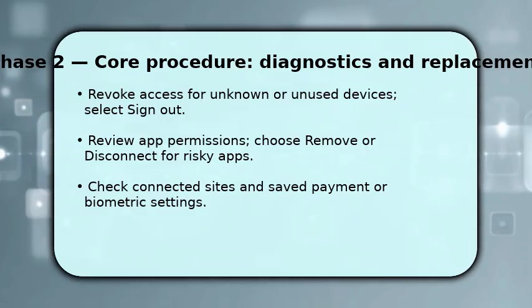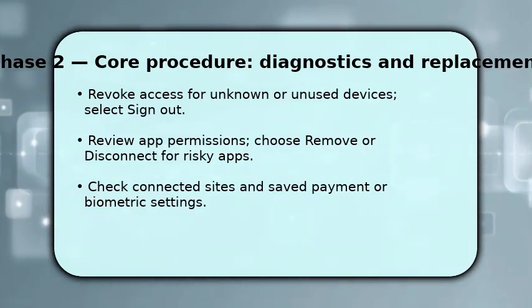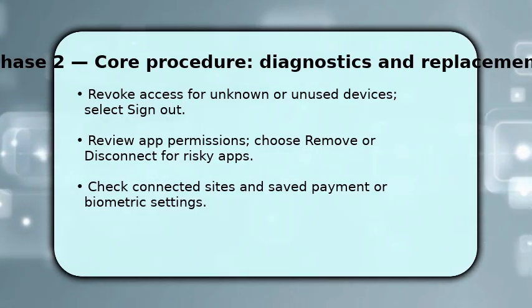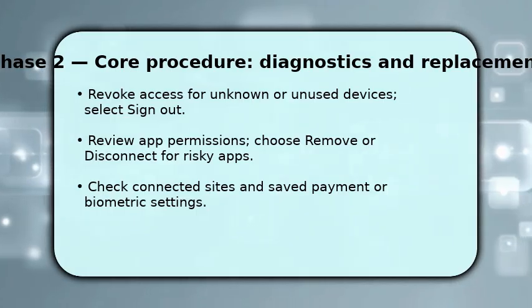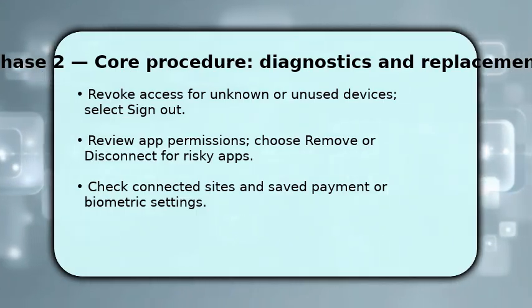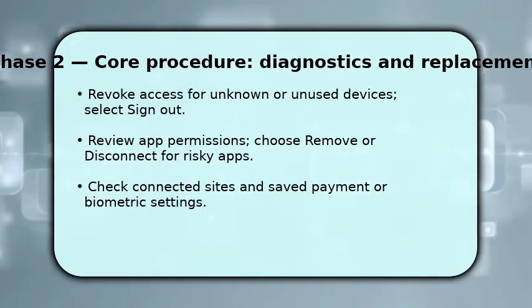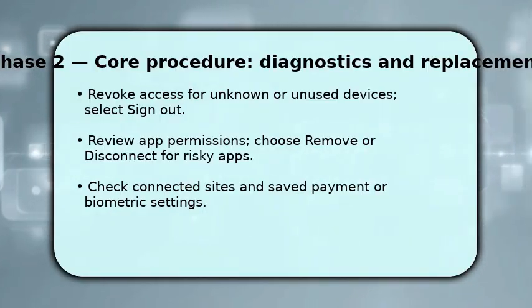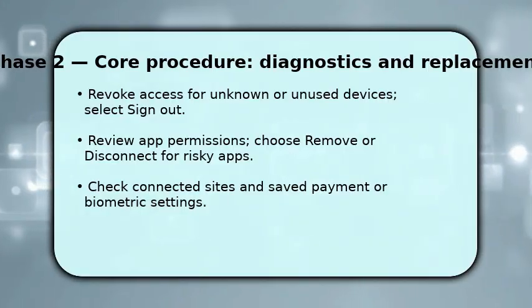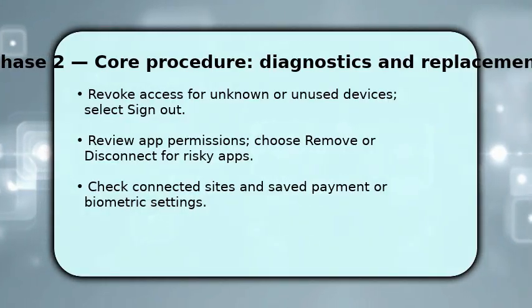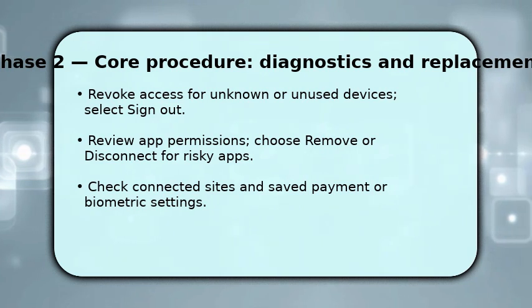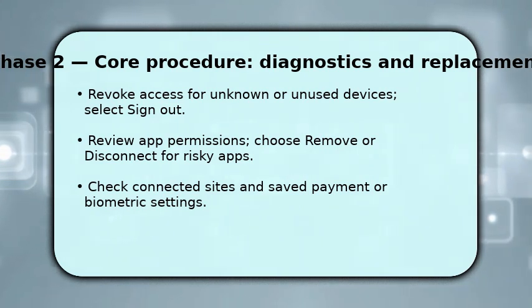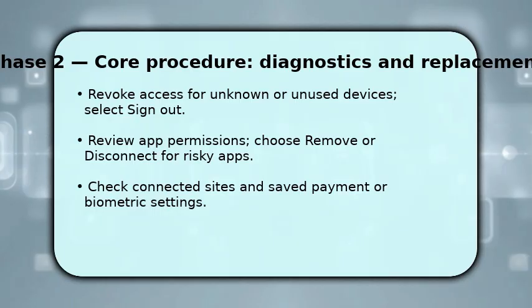Next, audit third-party app permissions. Revoke apps that request sensitive data or that you no longer use by hitting Remove or Disconnect. Also examine connected sites and saved payment or biometric settings. Delete stored biometric templates or payment profiles linked to fingerprints where options exist. Make sure to save changes and re-authenticate if prompted to confirm those removals.